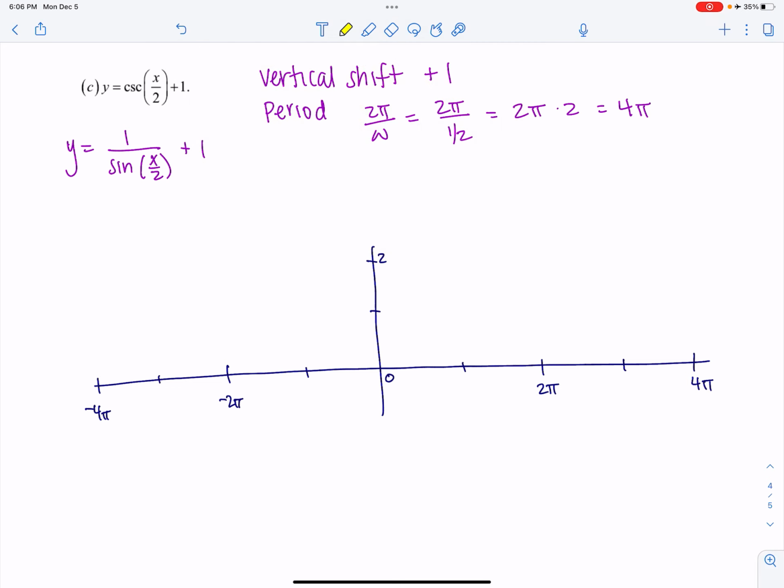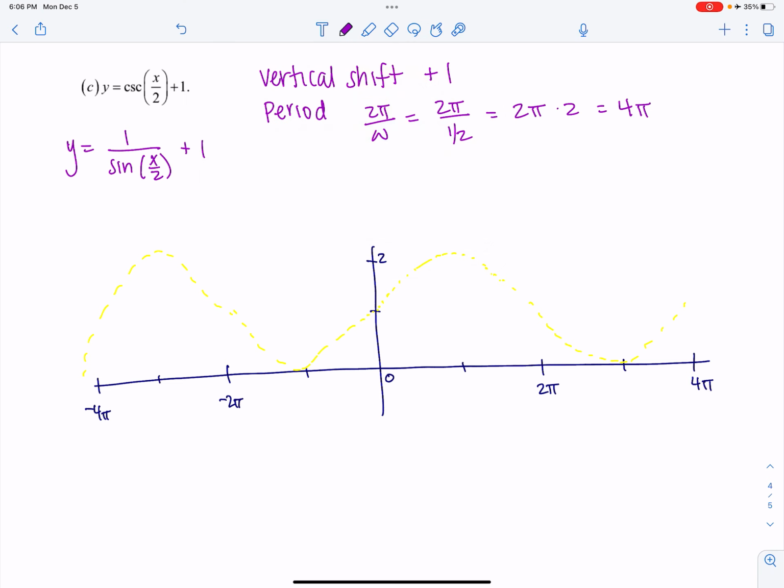Now, as I was saying, sine starts here and is going to go up like this, and is going to come down like this, and up, and down, and up, and down. Yep, perfect.